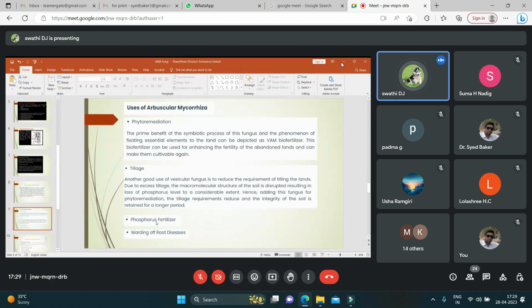Second one is tillage. Another good use of vesicular fungus is to reduce the requirement of tilling the lands. Due to excess tillage, the macromolecular structure of the soil is disrupted, resulting in the loss of phosphorus level to a considerable extent. Hence, by adding this VAM fungus, the tillage requirements reduce and the integrity of the soil is retained for a longer period. Apart from these two, there are other uses of arbuscular mycorrhiza, that is, it can be used as phosphorus fertilizer and also for warding off root diseases.